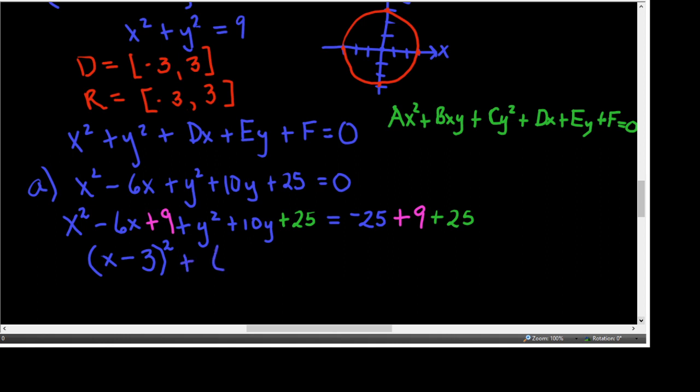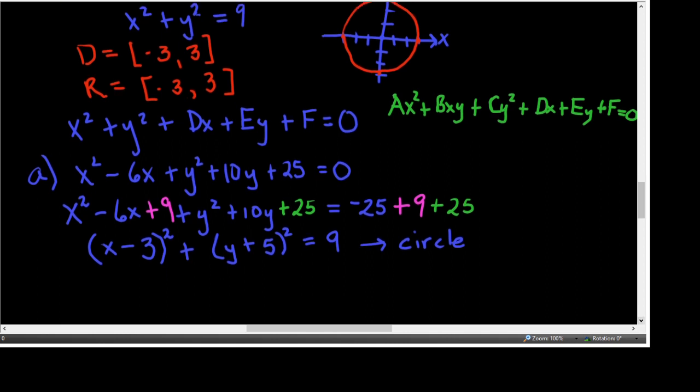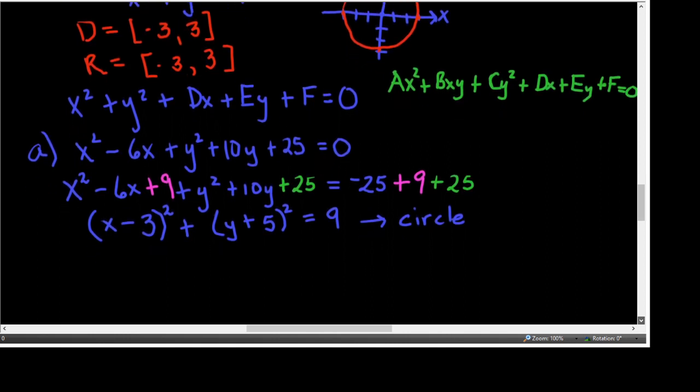Doing the same thing with the second trinomial, that will factor to be y plus 5 squared equals, and then do the arithmetic on the other side, and you get 9. And since we got a positive number 9, that makes it a circle. And we're asked to graph it. So we'll do that here momentarily. Give myself a little bit more room.